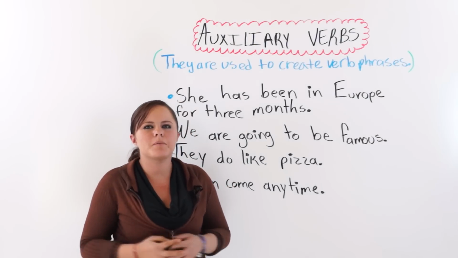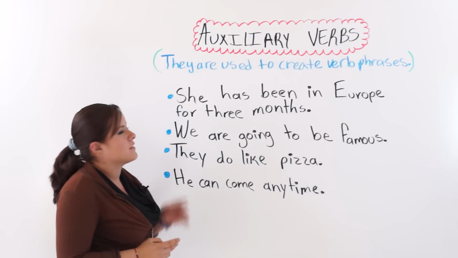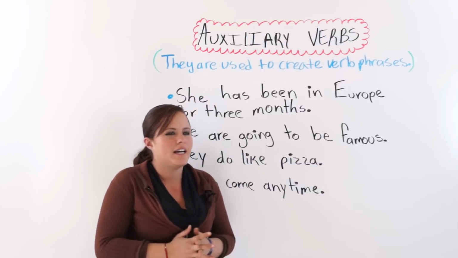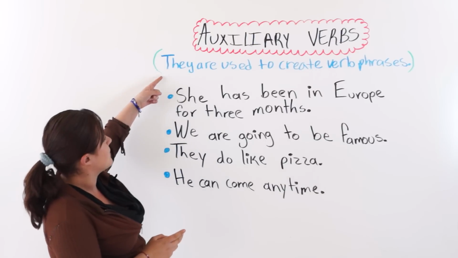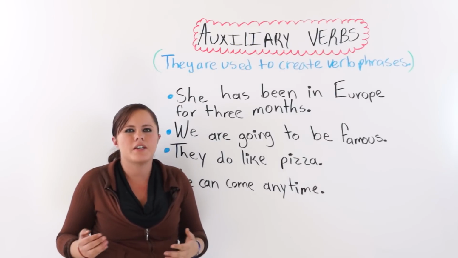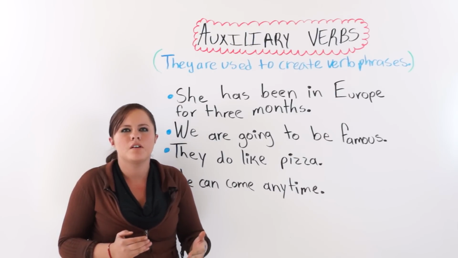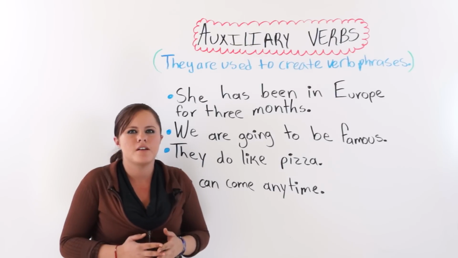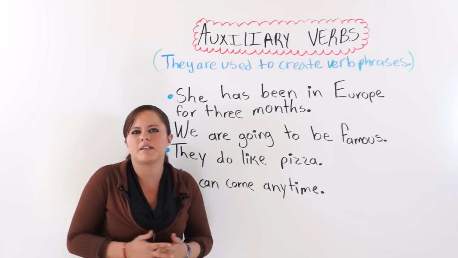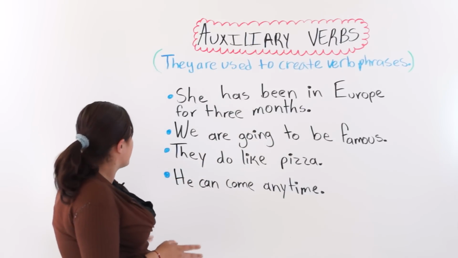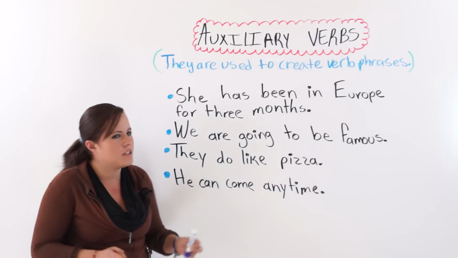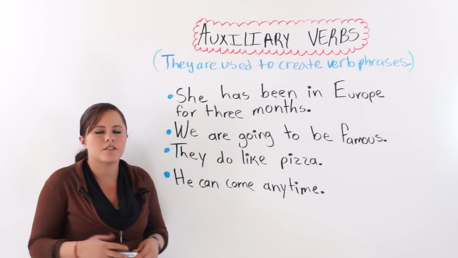In today's lesson, I will be talking to you about auxiliary verbs. They are also known as helping verbs. And as you can see, I wrote down here on the board that they are used to create verb phrases. They join another principal verb to create a phrase. And when they are written alone, they do not make sense. All right? We have 4 sentences here written on the board, and I will point out to you the auxiliary verbs and the phrase they make.